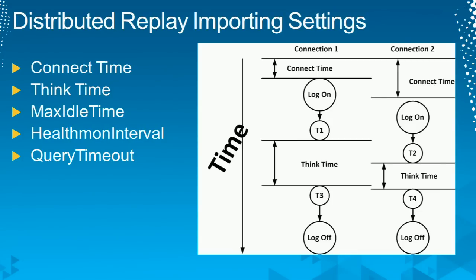You've got the health mon interval, and this is a setting that tells it how long to wait to resolve deadlocks, if there are any deadlocks caused while running the replay. And the last one is the query timeout. So this is just going to tell distributed replay how long to wait to kill a query if it runs longer than X number of seconds. So I think 30 or 60 is the default. And if your queries in your OLTP app are running longer than that, you've probably got other issues you need to worry about on top of that.